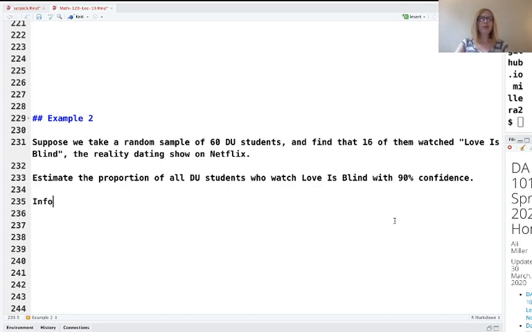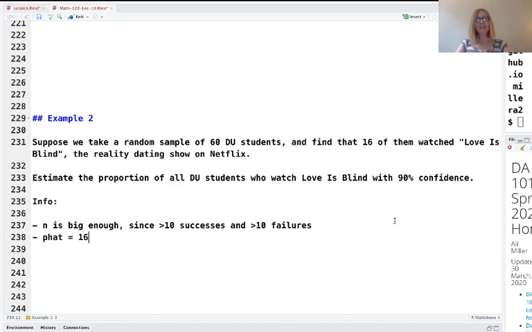Let's collect our information. For our info here, I can see n is big enough, since there are more than 10 successes and more than 10 failures. So we've got a sufficiently large sample size. np is bigger than 10, and n times 1 minus p is bigger than 10. For p hat on this one, my p hat is, well, 16 students watched the show, and we had 60 total, so I'm going to leave it there. That's the sample proportion of students who've watched Love is Blind on Netflix.